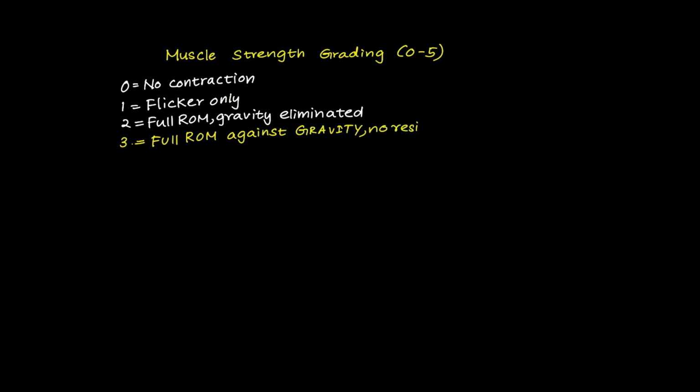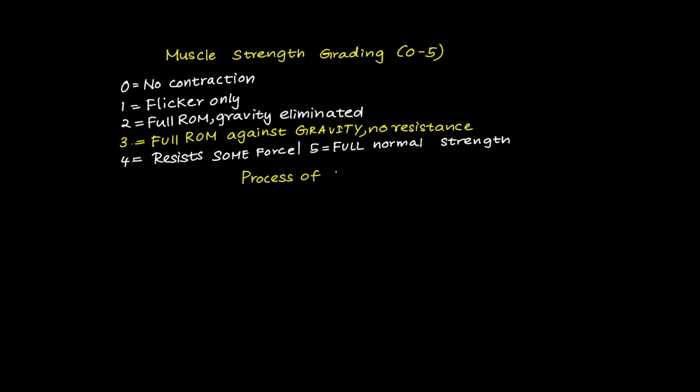Grade 3 means movement against gravity is possible through the full range, but when the examiner pushes against the limb, the patient can't overcome it. Grade 4 means the patient can resist some force, but not full resistance. Grade 5 is full normal strength. Complete range of motion against full examiner resistance.